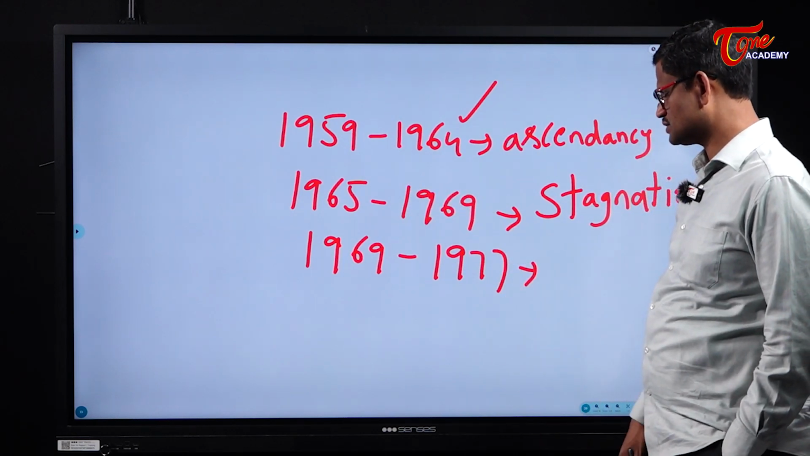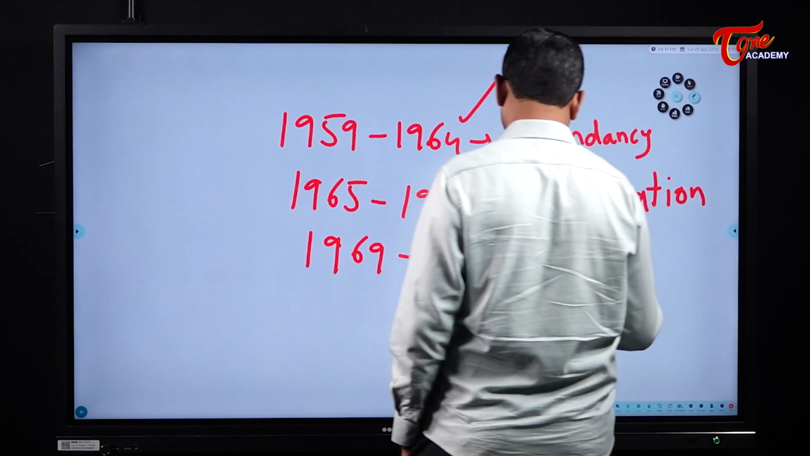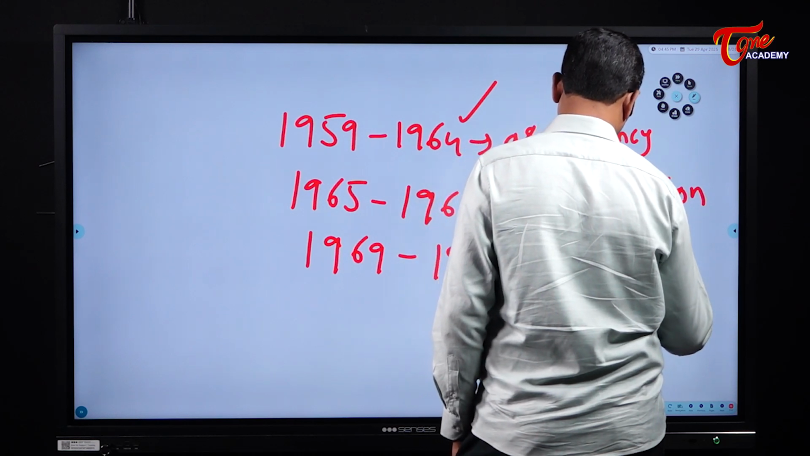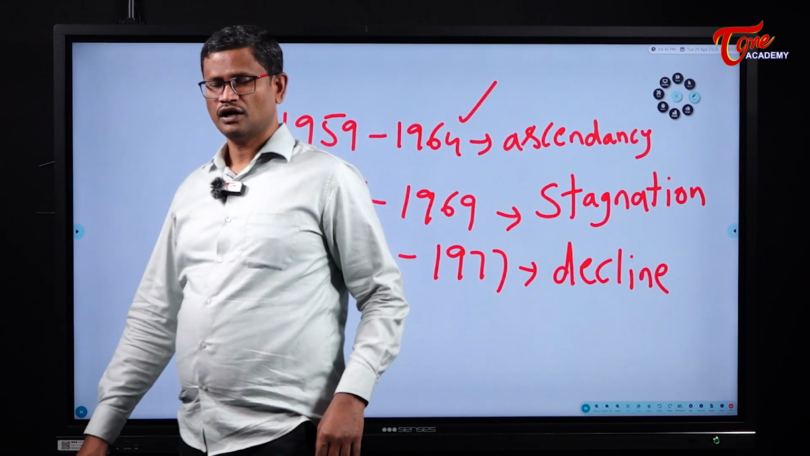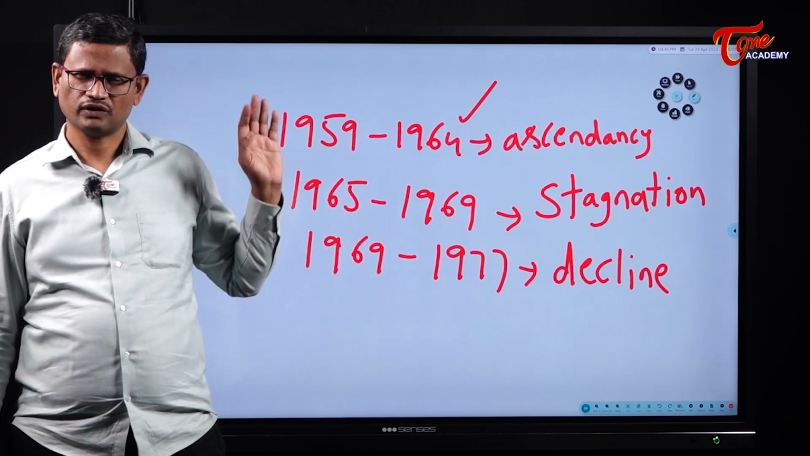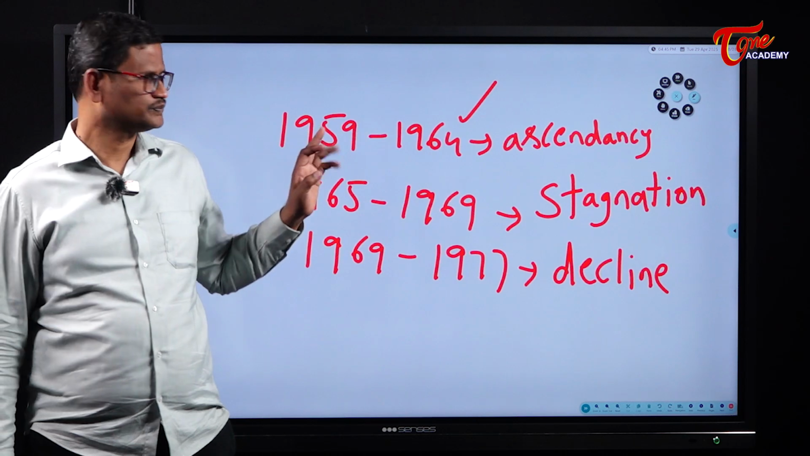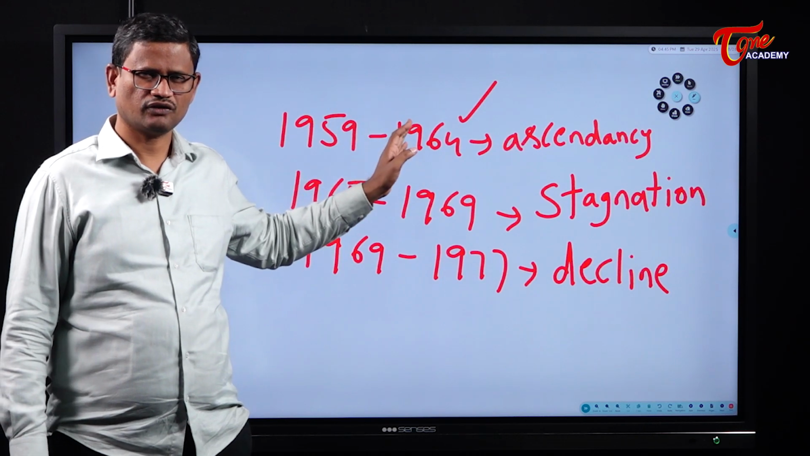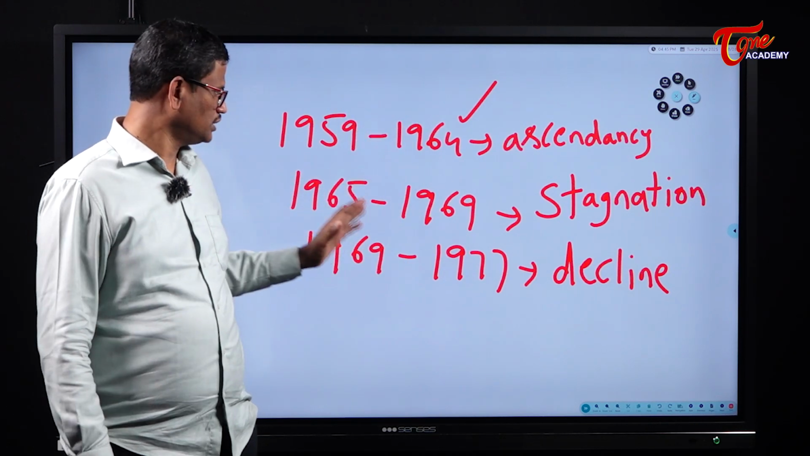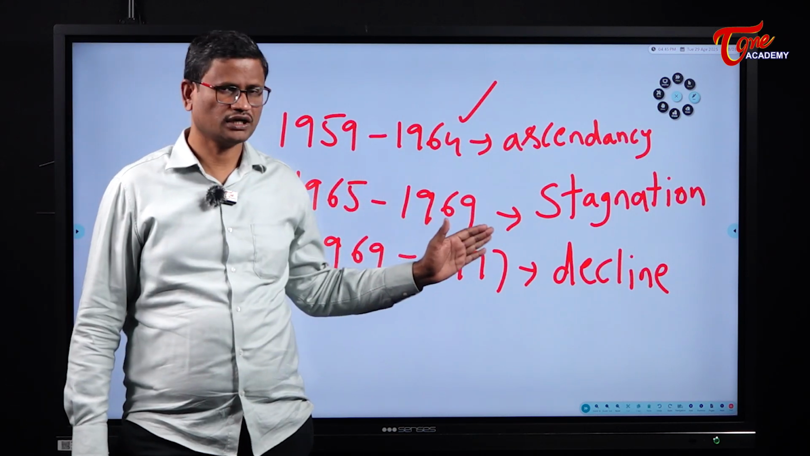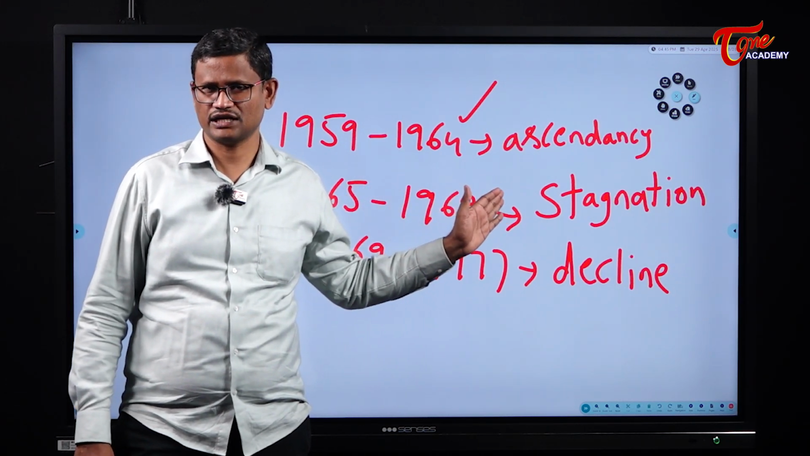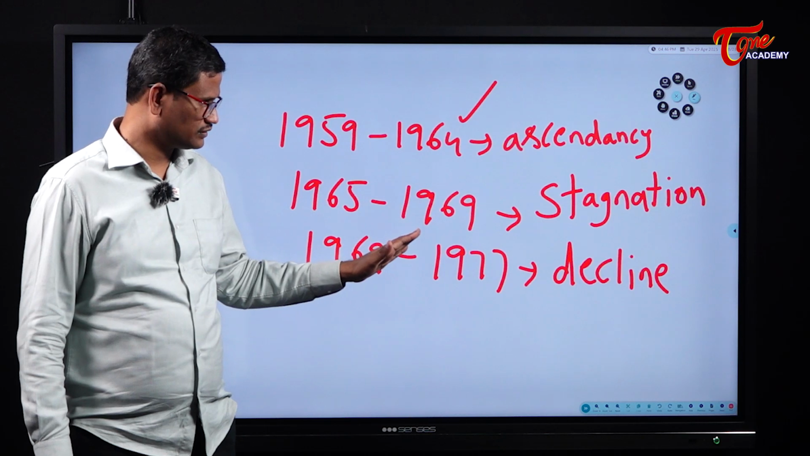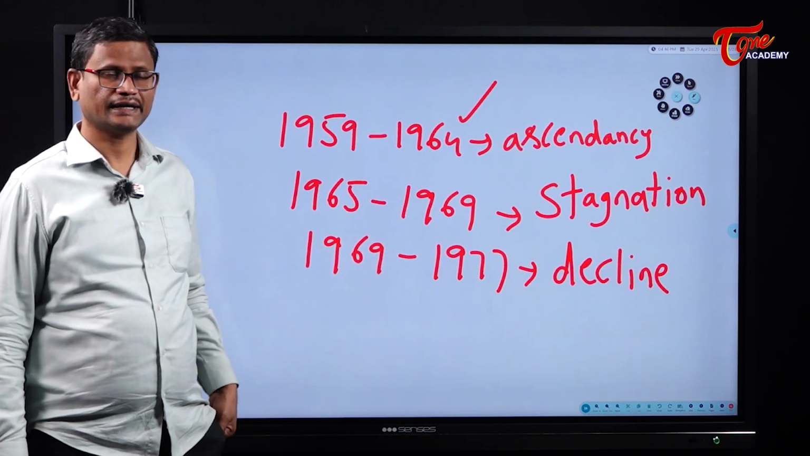And the period between 1969 to 1977 is called the phase of decline. So, these are the three phases, and these three phases were discussed by Ashok Mehta in his committee report. He calls the period from 1959 to 1964 the period of ascendancy, the rise of the Panchayat Raj system. Then the period from 1965 to 1969, he called the phase of stagnation, losing interest in the Panchayat Raj system. Then 1969 to 1977 is called the phase of decline.